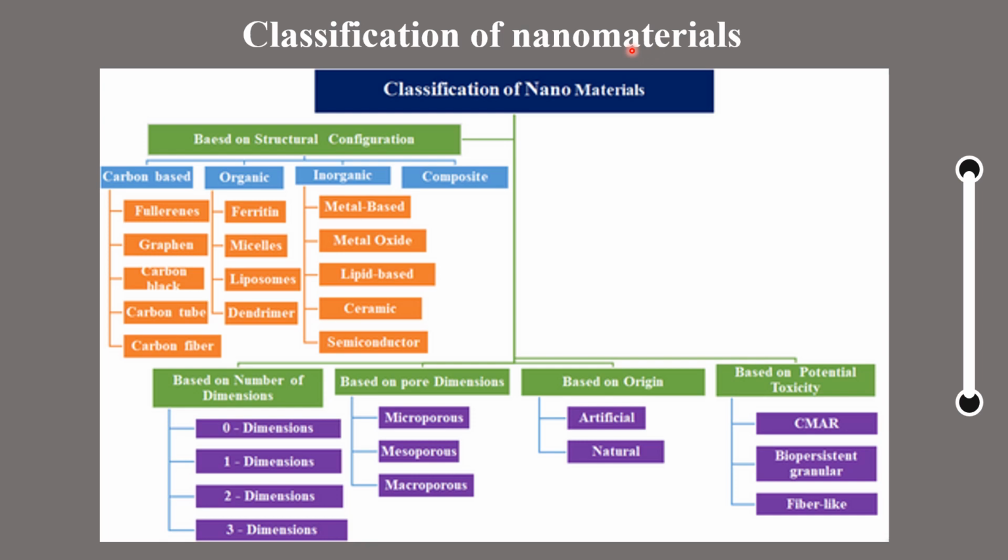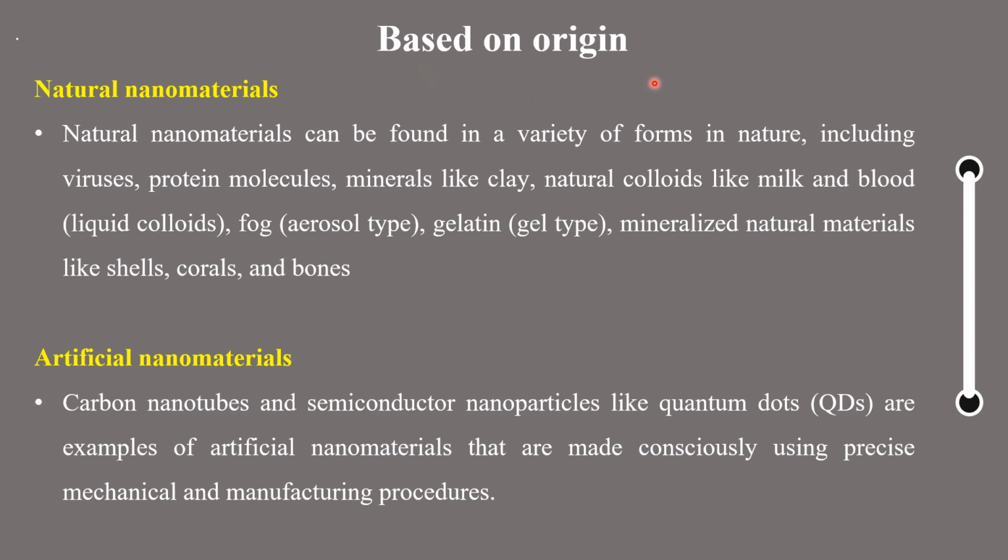Classification of nanomaterial: based on structural configuration, based on number of dimension, based on pore size, based on origin. Based on origin. Natural nanomaterials. Natural nanomaterials can be found in a variety of forms in nature. That means viruses, protein molecules, minerals like clay, natural colloids. Artificial nanomaterials. Carbon nanotubes and semiconductor particles like quantum dots are examples of artificial nanomaterials that are made using precise mechanical and manufacturing procedures.